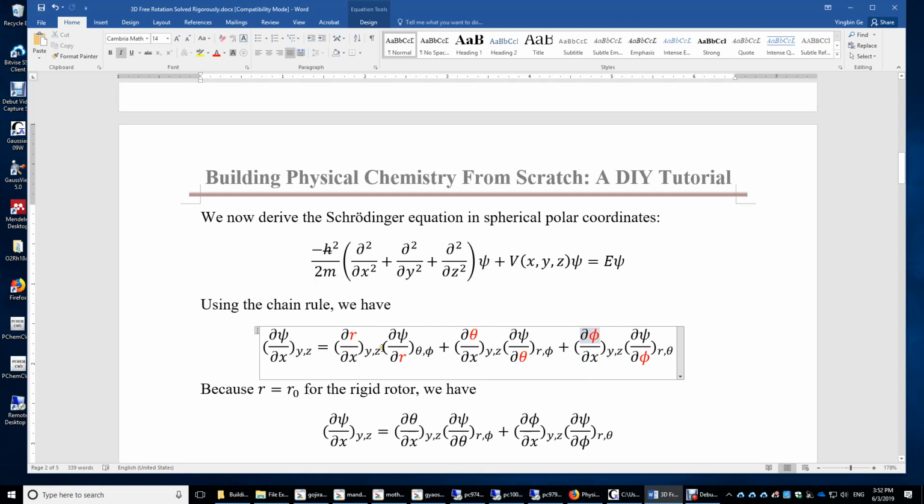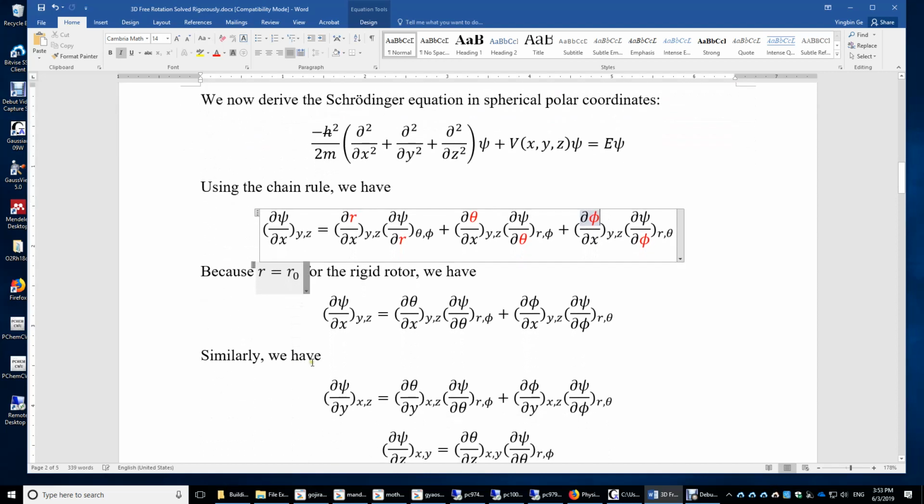The first component tells you when x changes, r changes. When r changes, psi changes. The second component tells you when x changes, theta changes. When theta changes, psi changes. The third component tells you when x changes, phi changes. When phi changes, psi changes. Fortunately, this is a rigid rotor, so r is a constant, r naught. Therefore, we can delete this term. There are only two terms left.